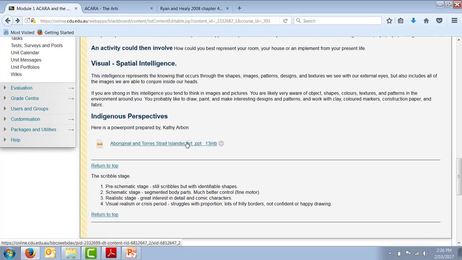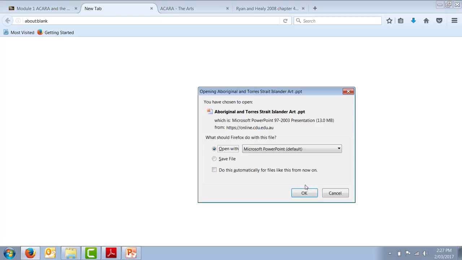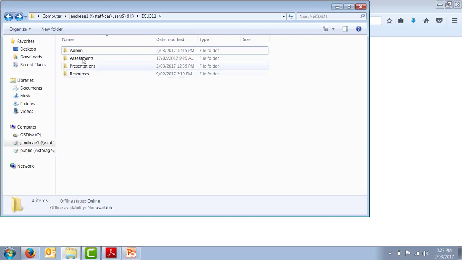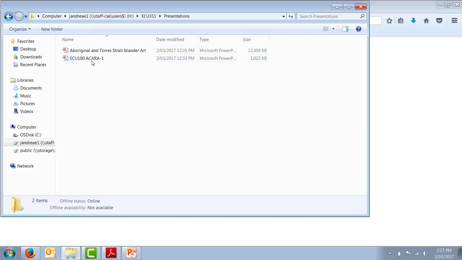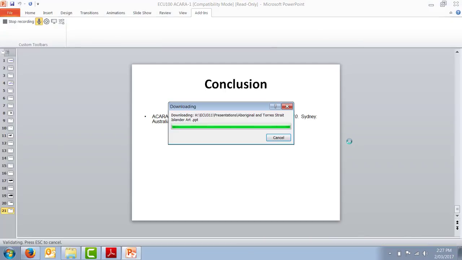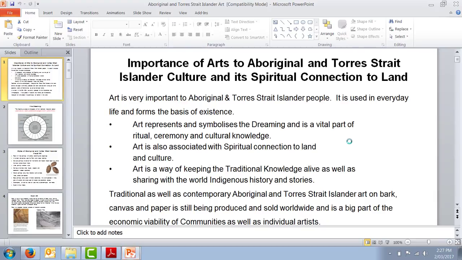Okay, we go through this Aboriginal and Torres Strait Islander presentation. I do not claim to know everything about this, or even a lot for that matter, but I'm going to do my best to pass this on.